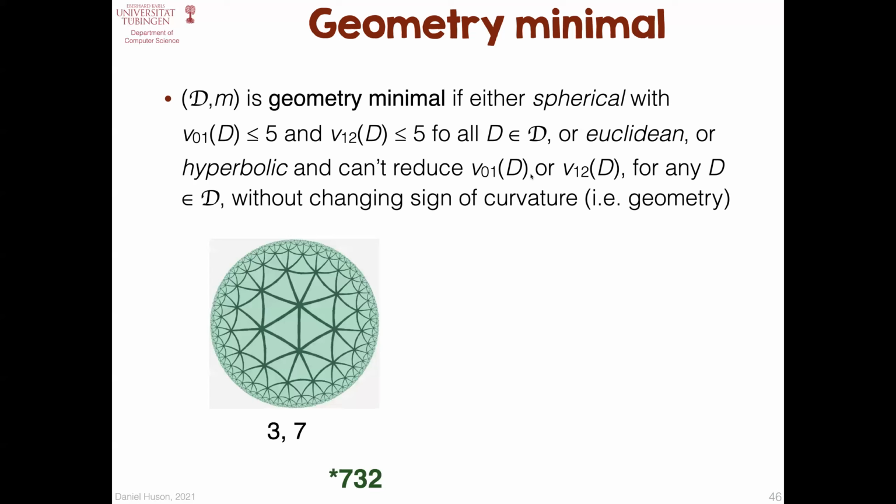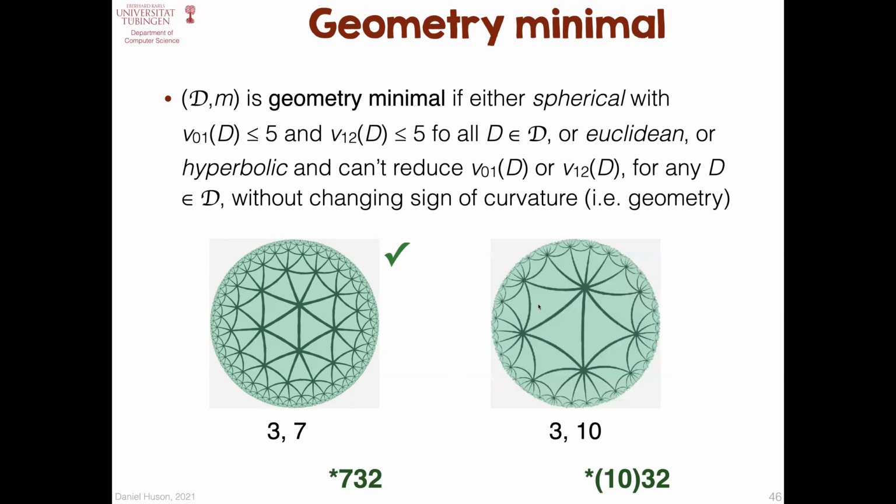Okay, so this is geometry minimal, because if we replace a 7 by a 6, then we switch to a Euclidean tiling, or if we replace the 3 by a 2, then we have a spherical tiling. We can't change the 2, because if we replace a 2 by 1, then we don't have a valid Delaney-Dress symbol. This guy over here, with this 10-fold rotation, we can replace 10 by 9. It's still hyperbolic, so this is not geometry minimal.